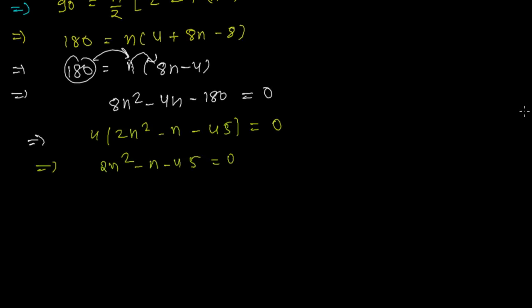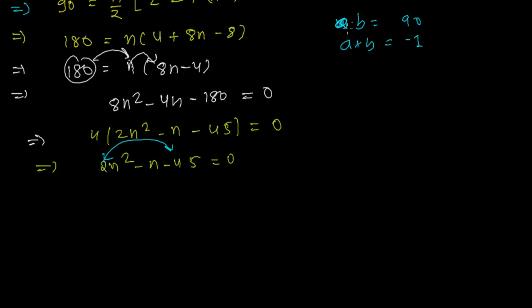Now we can solve this by any method. There are a lot of methods to solve this quadratic equation. I'm just doing the middle term splitting method. For that I need to multiply 2 and 45, and I'll get 90. So the two numbers, if they are A and B, their product should be 90, and their sum, A plus B, should be the coefficient of n, which is multiplied by minus 1, so it's minus 1.